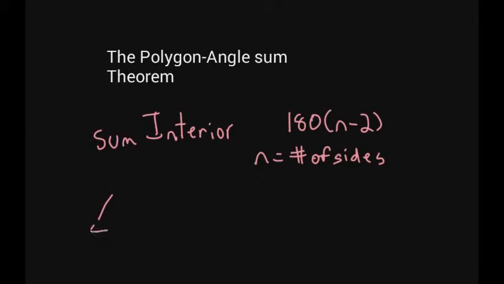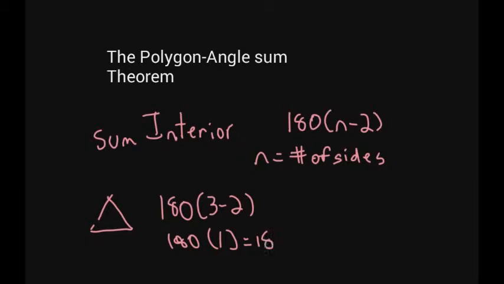So let's say we had a triangle. We know a triangle has 180 degrees and it has 3 sides. So we would put that in the formula, 180 times 3 minus 2. 3 minus 2 is 1. 180 times 1 equals 180.